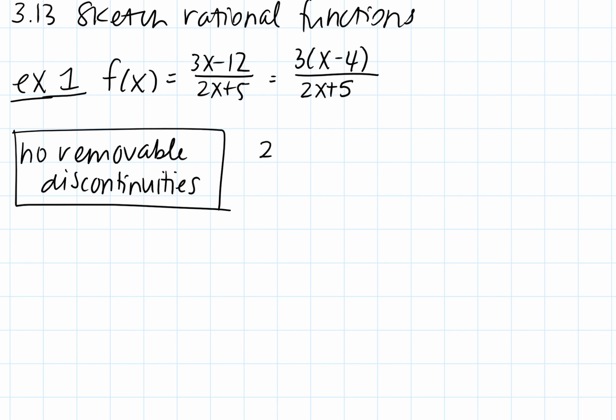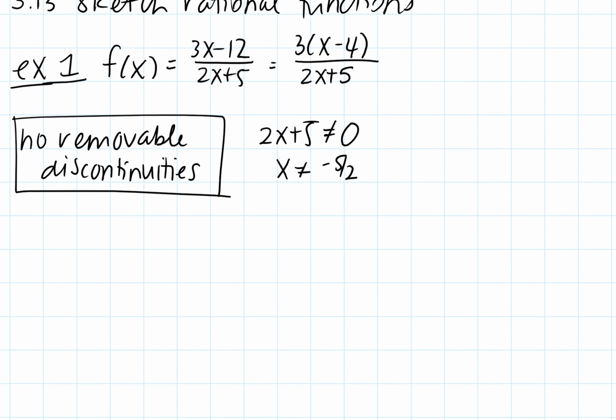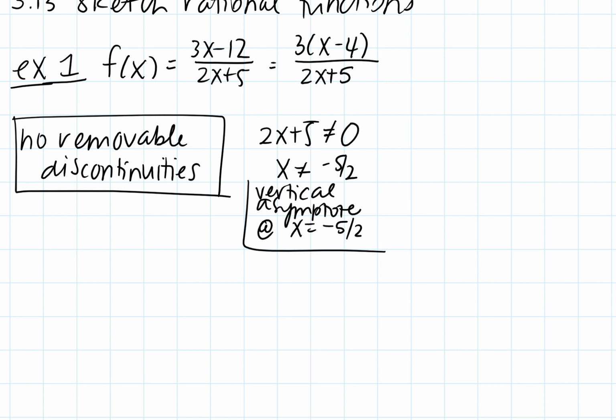I can also tell that the denominator can't be 0. We cannot divide by 0, so x cannot be negative 5 halves. That means I have a discontinuity where x is negative 5 halves, and so that discontinuity must be a vertical asymptote, since the only other option was removable discontinuity. So there's a vertical asymptote at x equals negative 5 halves.